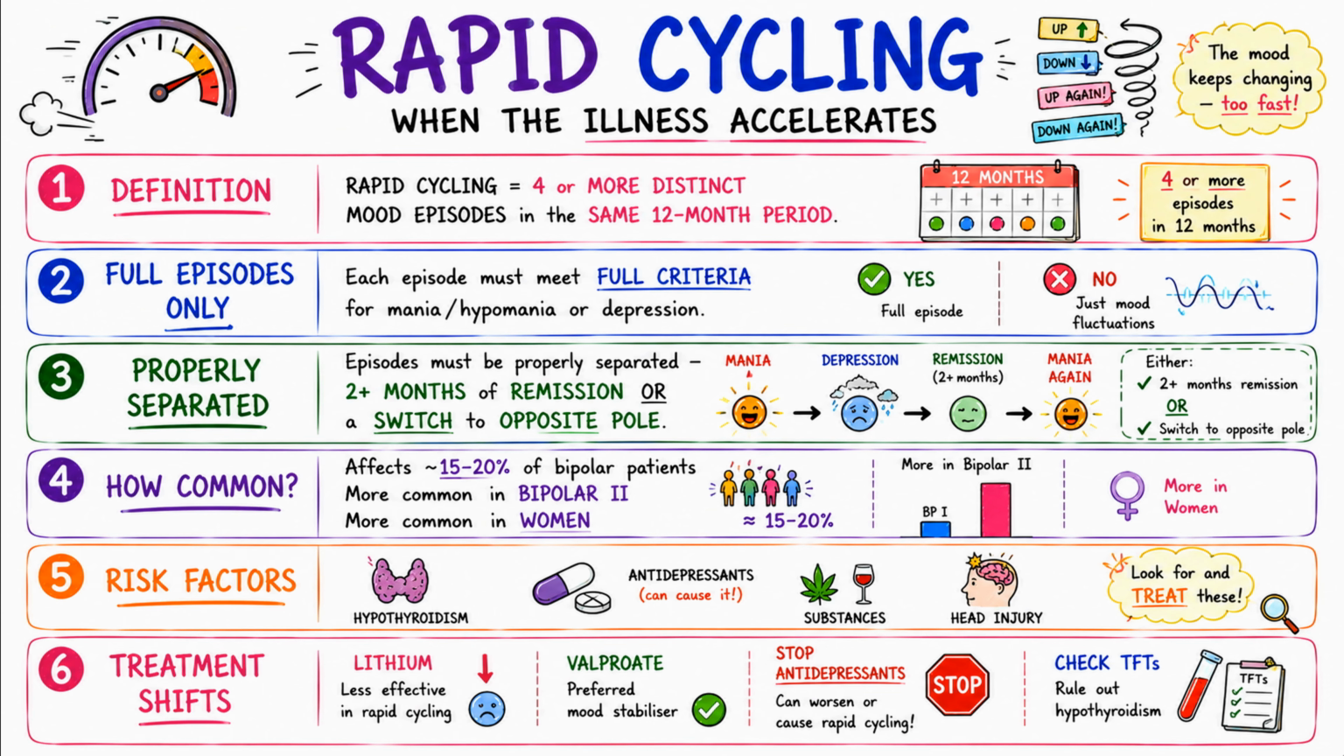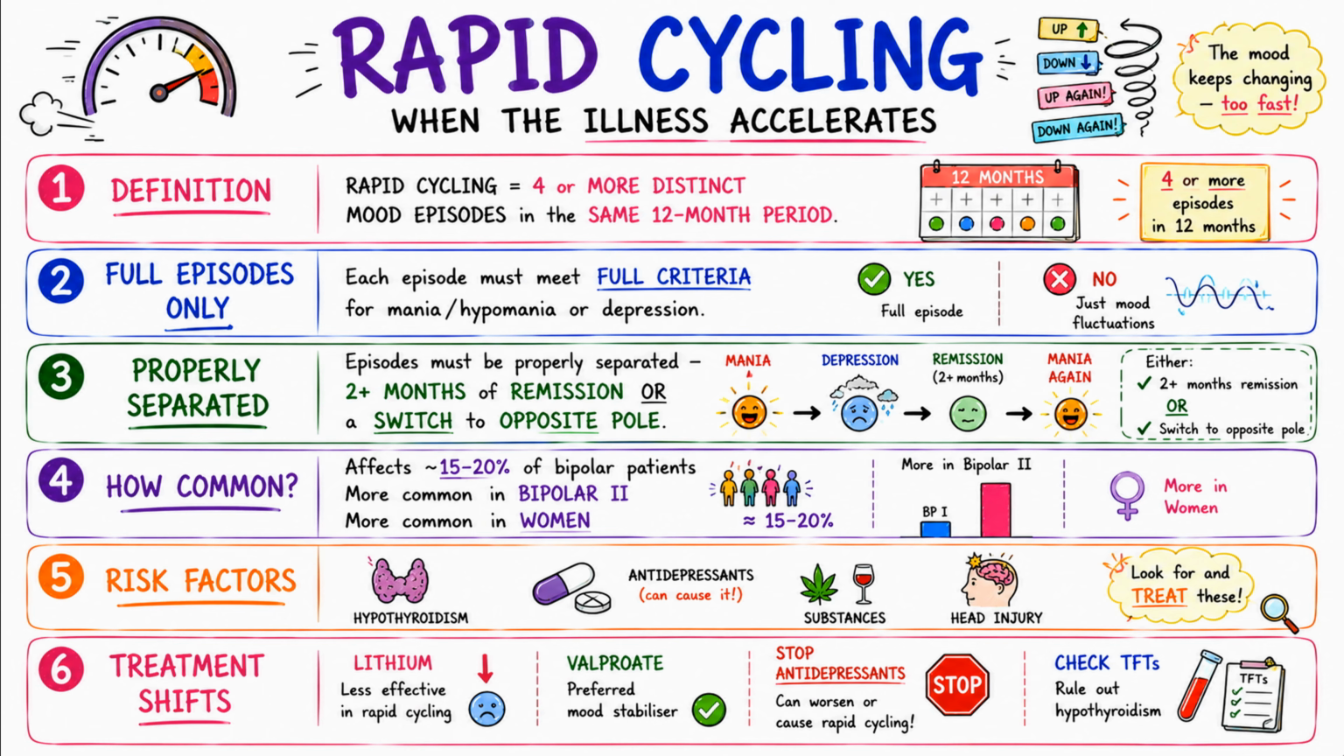Rapid cycling means 4 or more distinct mood episodes in the same 12-month period. And these must be full episodes, meeting all duration and symptom criteria. Hypomanic episodes need at least 4 days. Depressive episodes need at least 2 weeks. Episodes must be properly separated by 2 months of remission, or a direct switch to the opposite pole. This affects around 15 to 20% of bipolar patients, more commonly in bipolar 2 and in women.